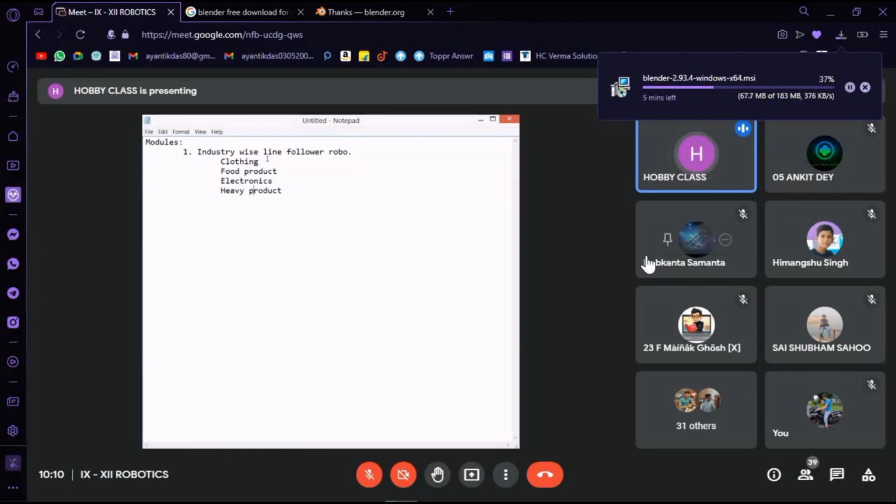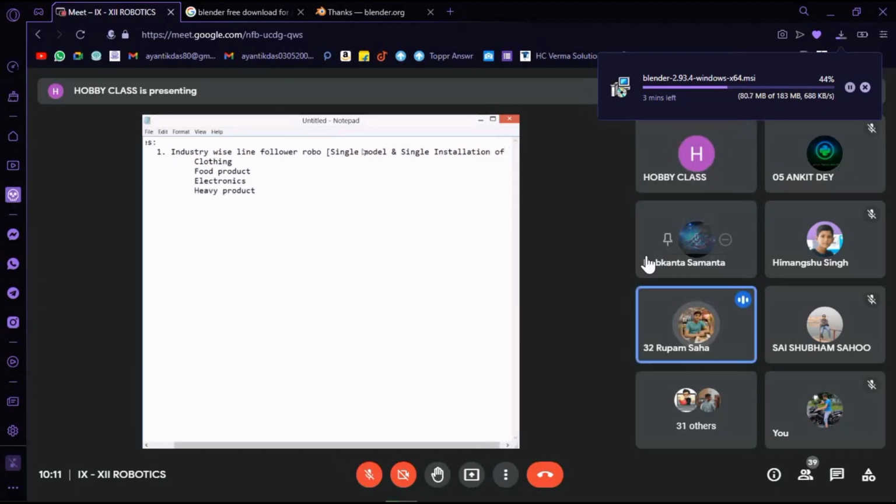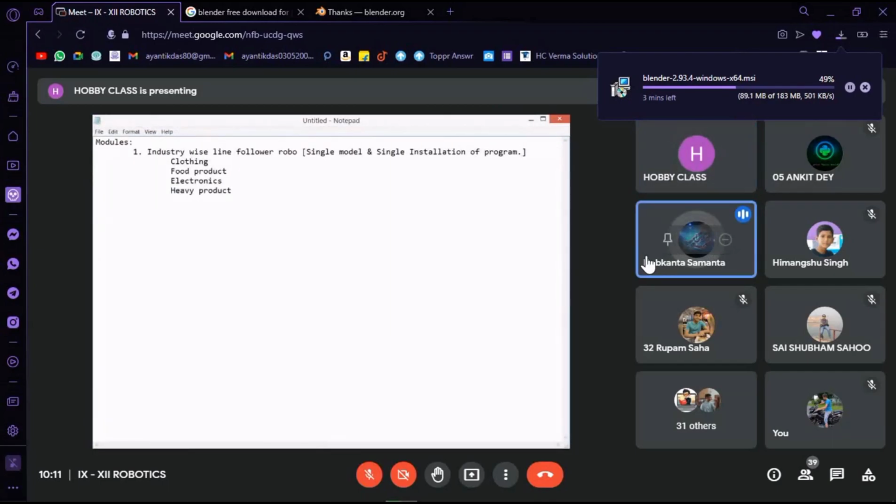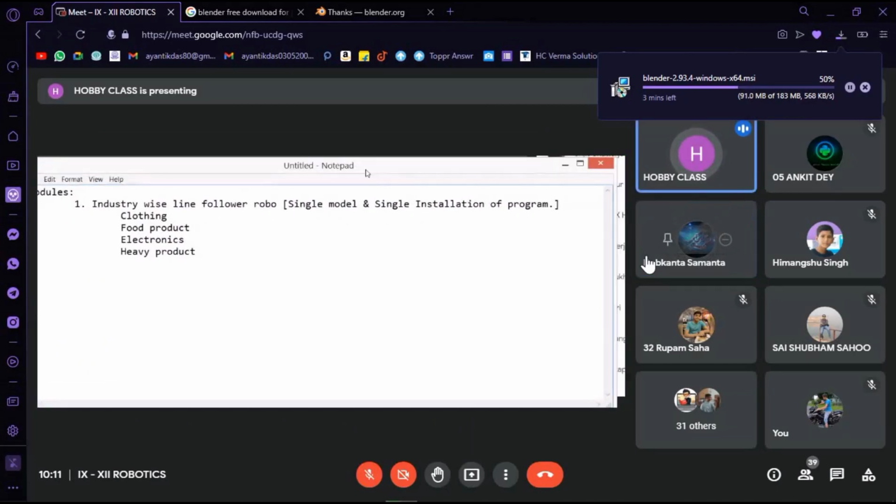Is this clear? The idea? Yes, sir. For different robots for different works? Not different robots, the same robot. Same robot, programming for different works? Not even different programming, the same program. That is the challenge here. That is why I have written industry-wise, not separate. A single model and a single installation, a single program, just the conditions are different. Is this clear? Yes, sir. This single model is the challenging part. It is very hard, the challenging part over here.